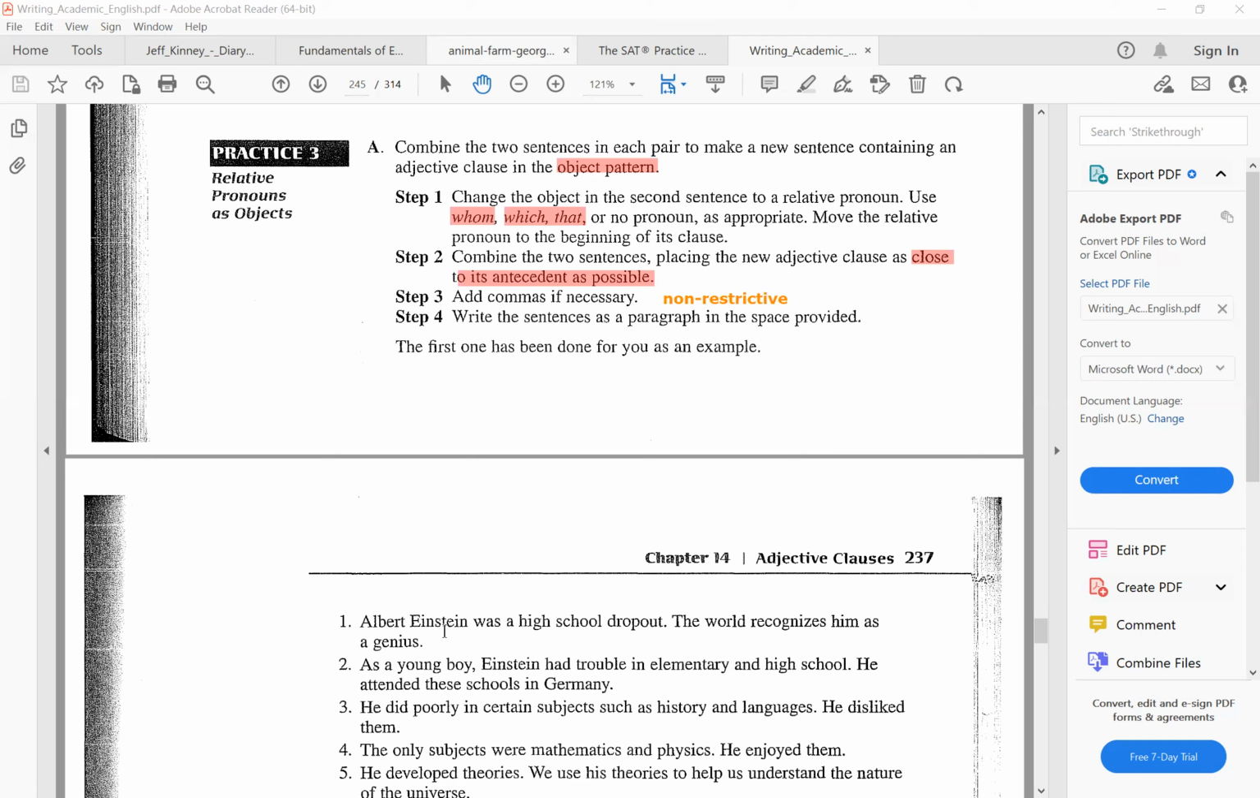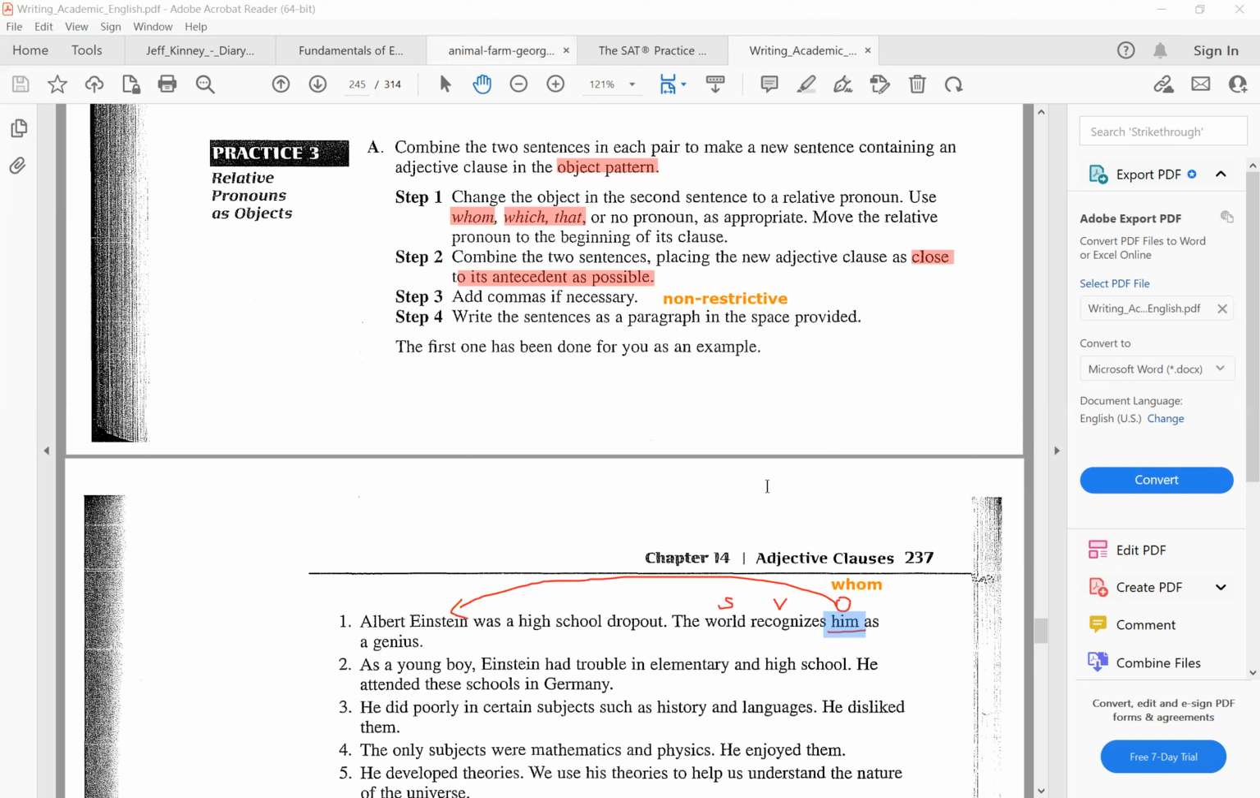Albert Einstein was a high school dropout. The world recognizes him. Who's the him? Well, the him is referring to Albert Einstein. So the world recognizes him as a genius. Now, he is a person, so I'm going to change the him to my relative pronoun whom. The world recognizes whom as a genius.